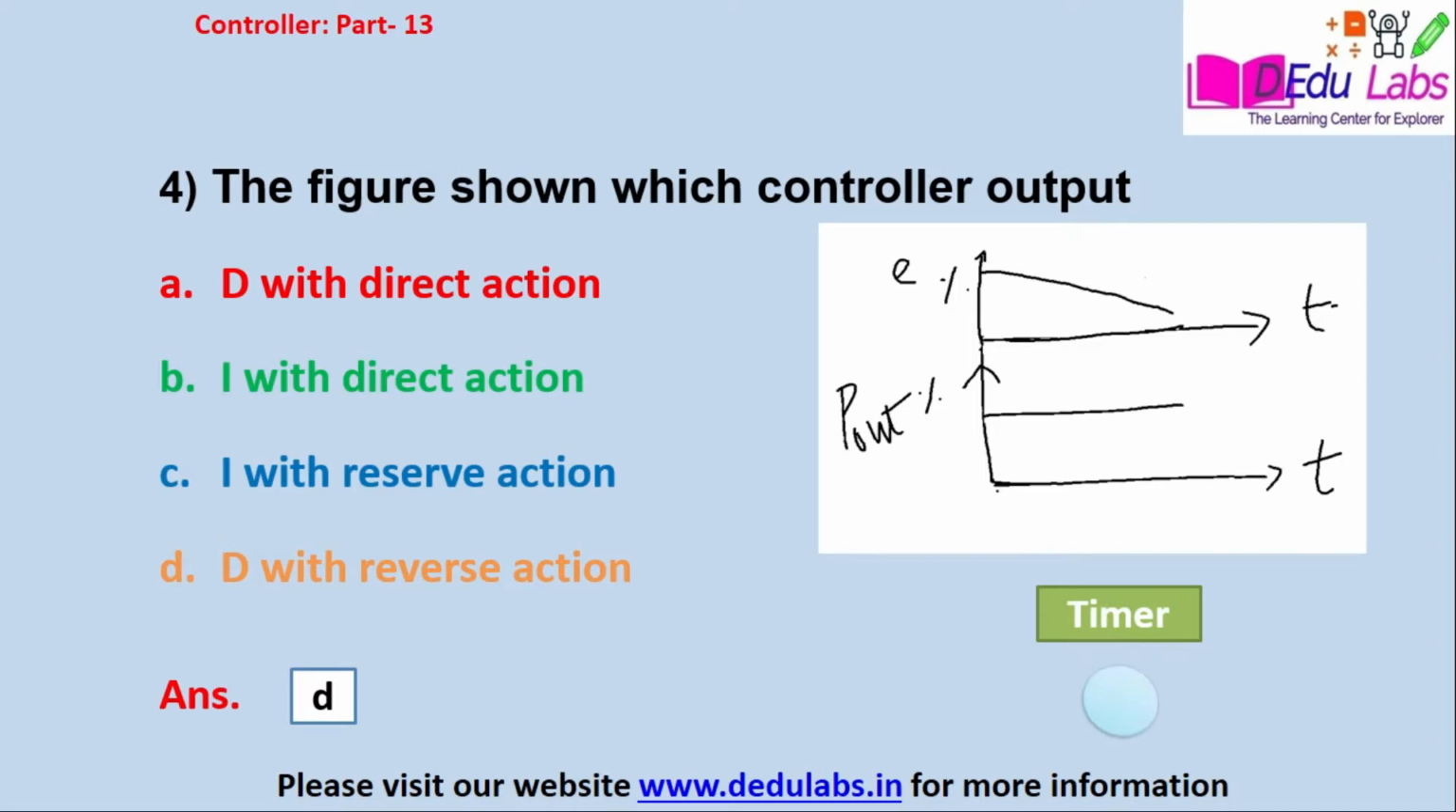Okay, so we know that when we apply the derivative of t, you receive the signal as 1. So this waveform looks like a derivative control, but here the representation is reversed because the error is continuously decreasing, so we can say it is a reverse action. So here the output is option number D, that is a derivative control with reverse action.